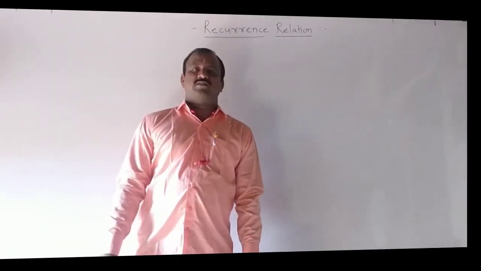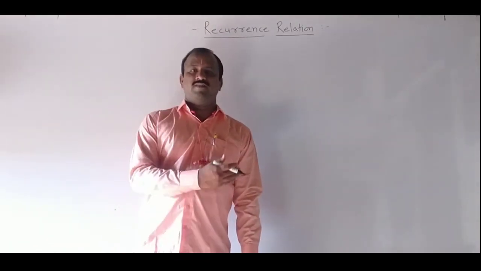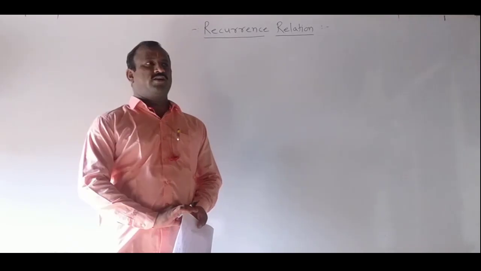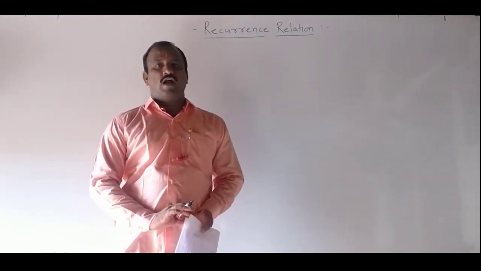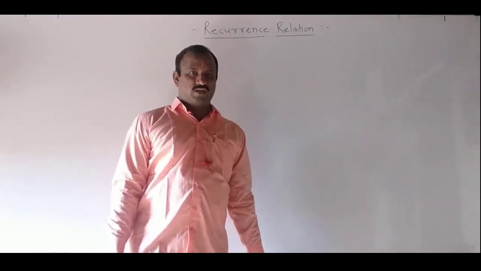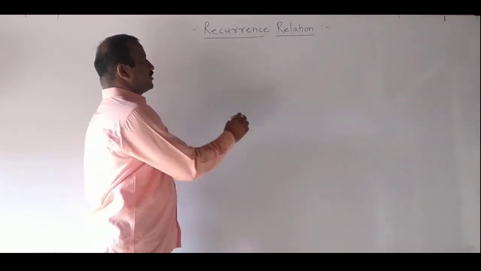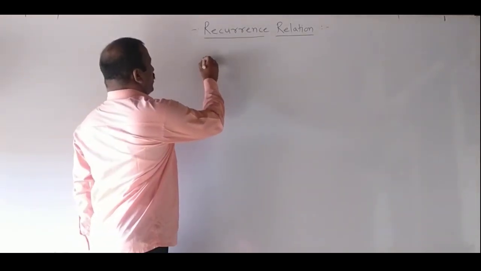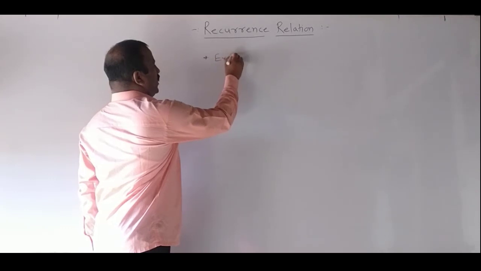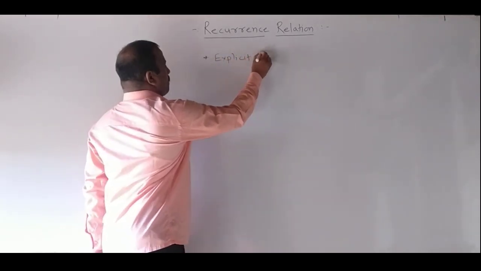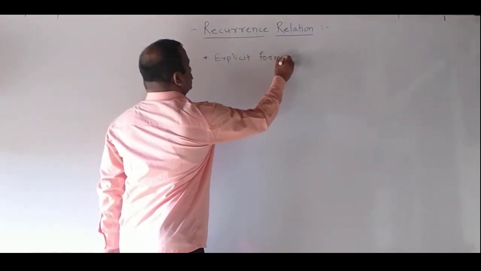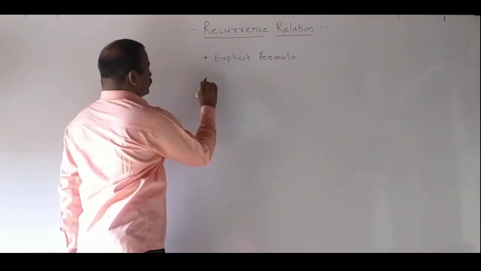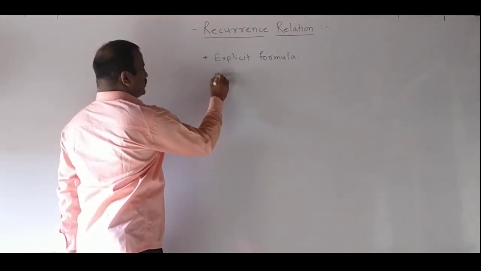Today we will discuss the topic recurrence relation from the subject discrete mathematics. Under the heading of recurrence relation, we have to study the following points. First of all, we have to see what is the definition of explicit formula. Then we have to see what is definition of recursive formula.